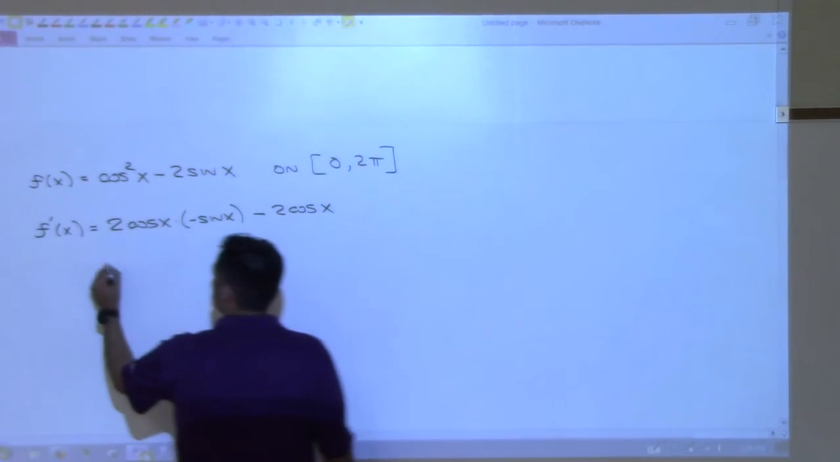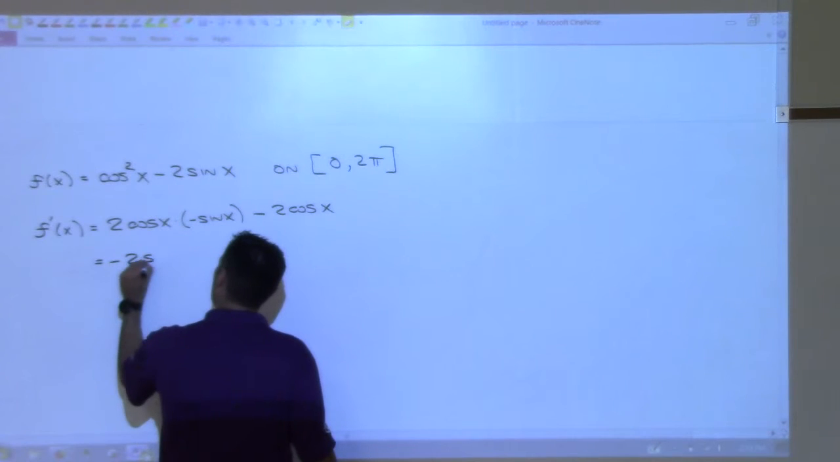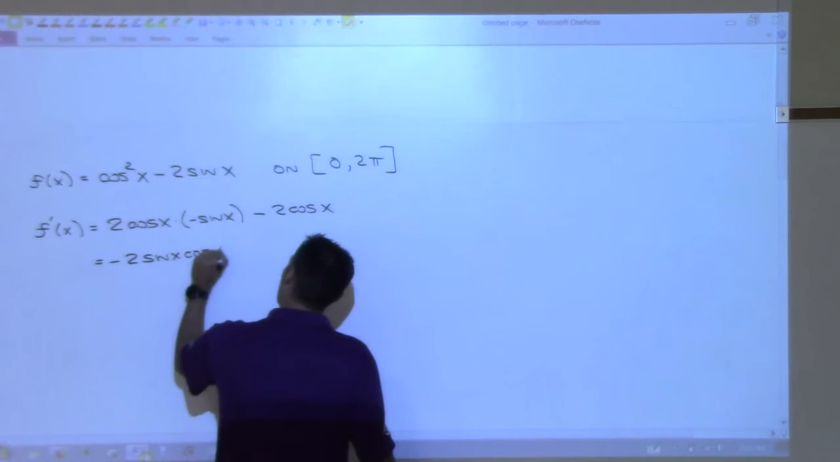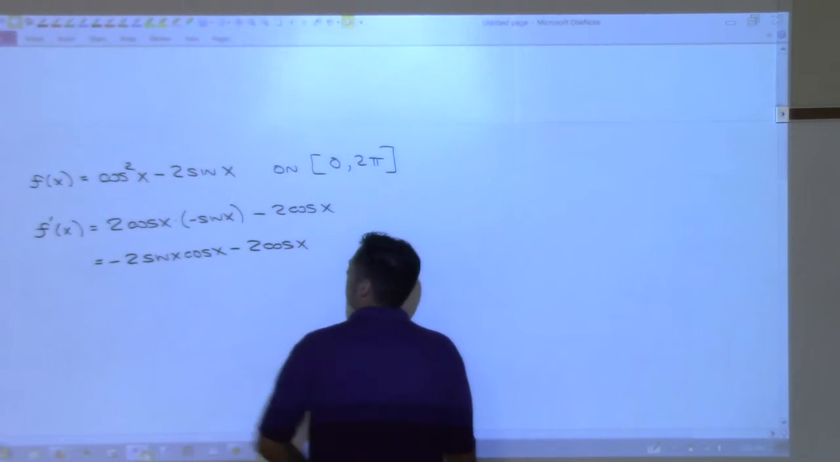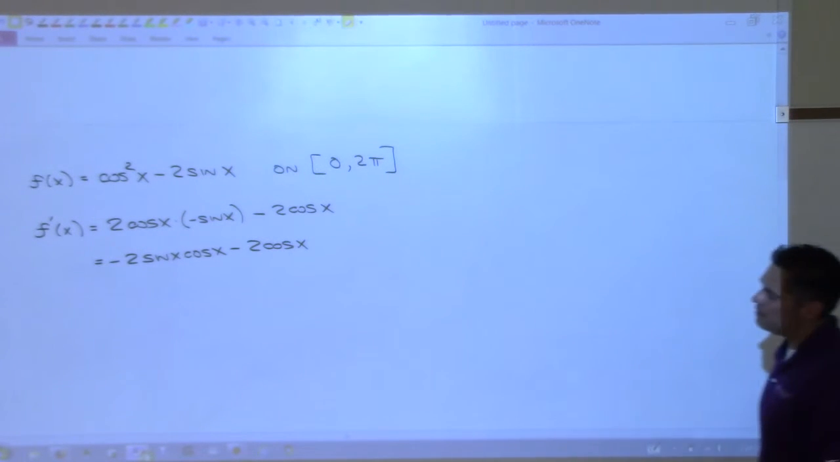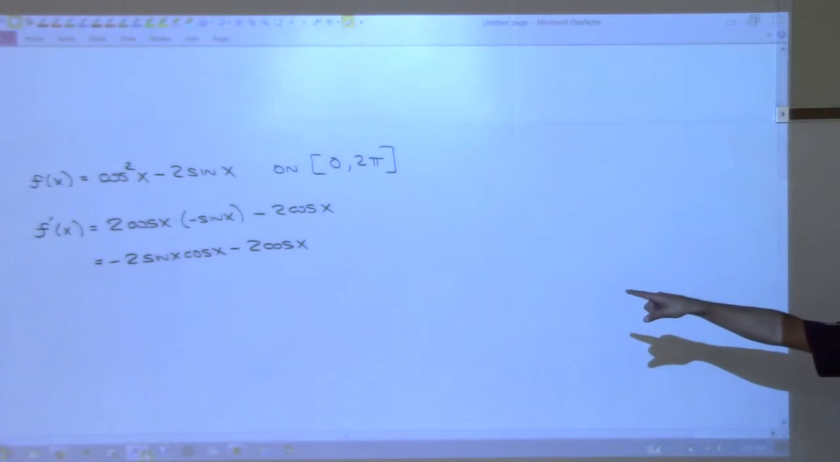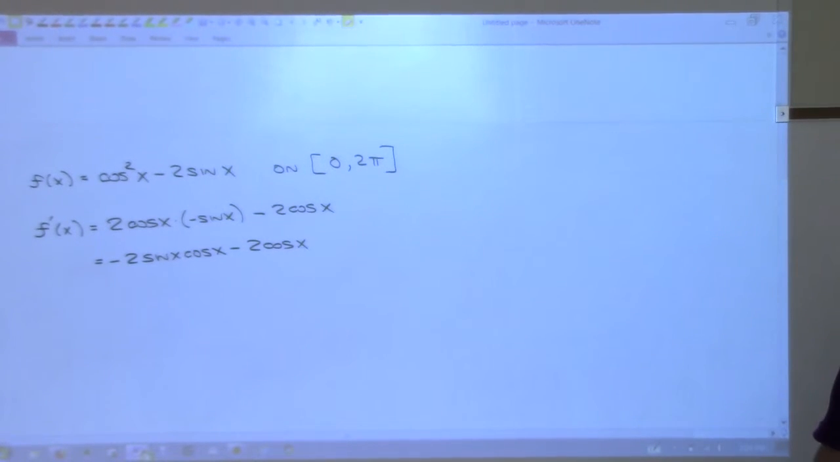This is equal to, let me clean it up, negative 2 sine x cosine x minus 2 cosine x. That's a pretty nice derivative, right? Not too bad. I put the sine in front of the cosine, just force of habit, I guess. You could leave the cosine in front of the sine.